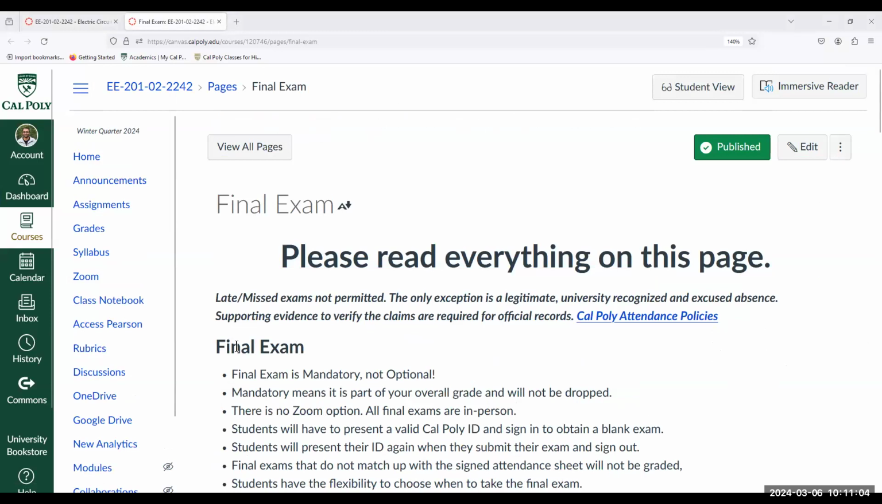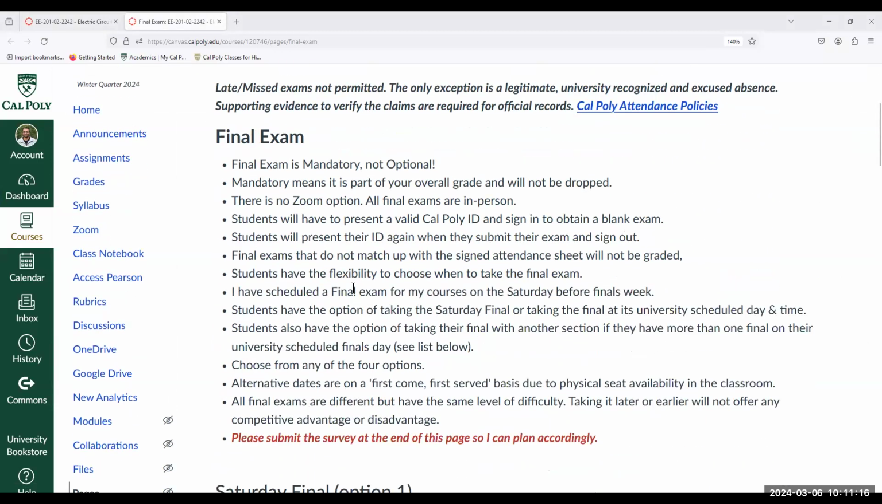As I state up front, please read everything on this page. There are several students who have already done this and actually filled it out, submitted the form in the first week of class itself. I won't go over everything right now because it's there, just read it. If you have any questions, reach out to me.